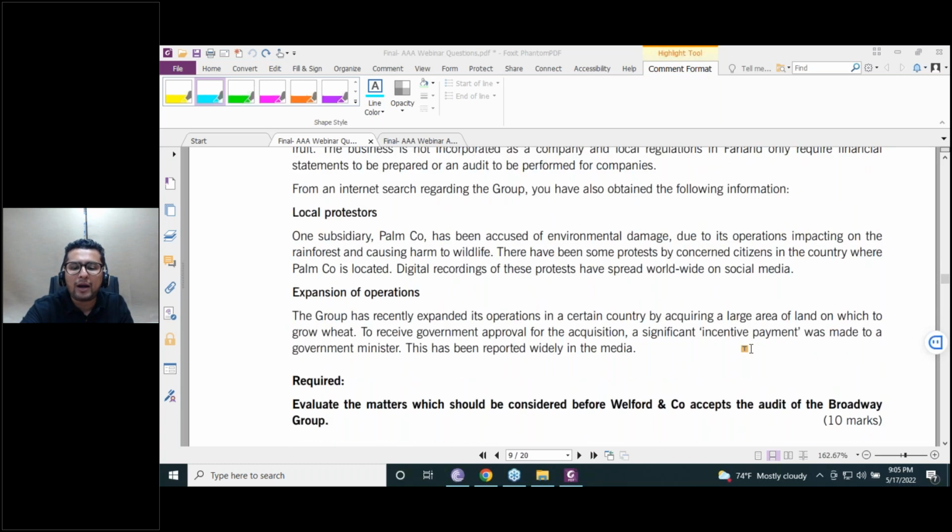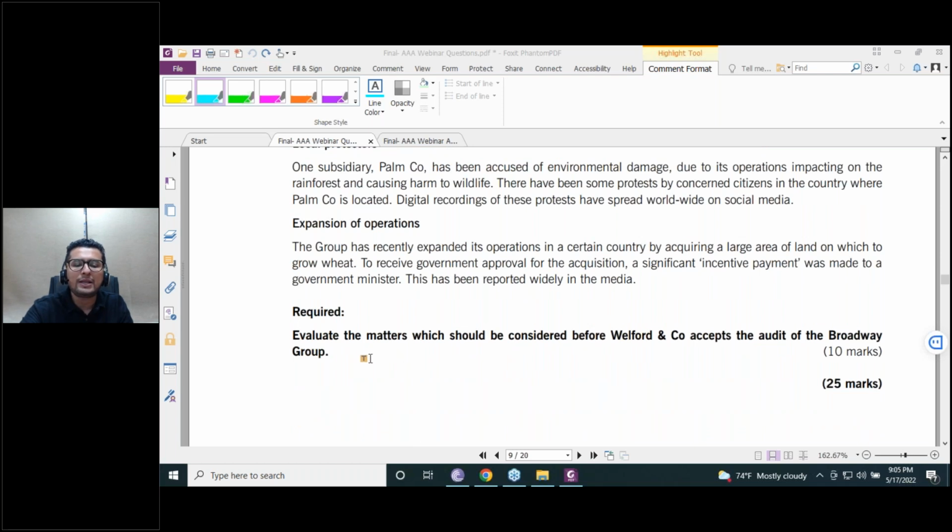And there is another part B for 10 marks. Evaluate the matters which should be considered before the audit firm accepts the audit of the Broadway group. So what factors do we need to consider before accepting a new audit client? It is something from practice management. So this question from December 2020 will beautifully cover the syllabus area B and C.